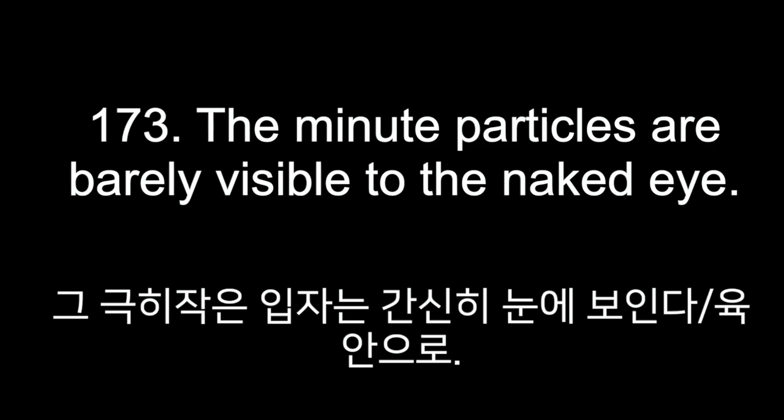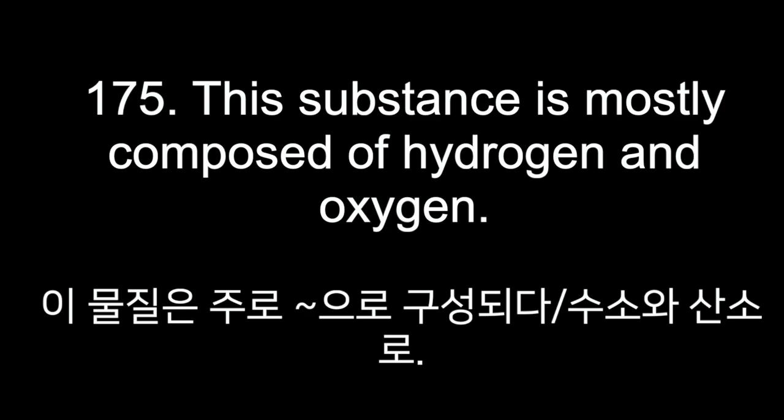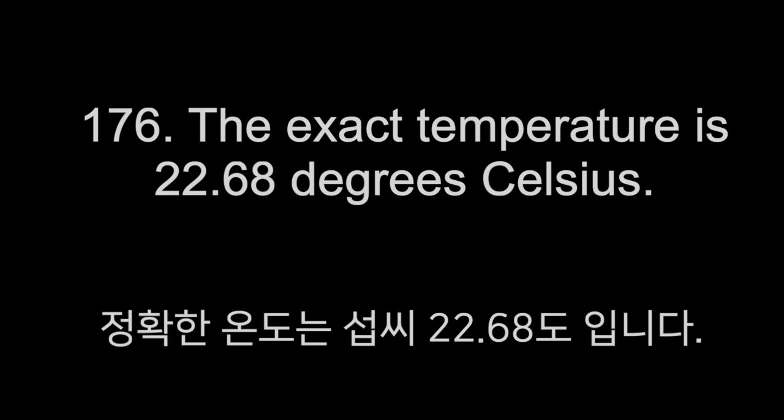The minute particles are barely visible to the naked eye. Muscle tissue consists of a vast number of cells. This substance is mostly composed of hydrogen and oxygen. The exact temperature is 22.68 degrees Celsius.